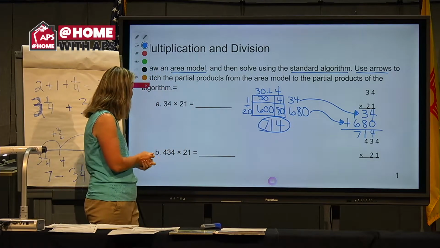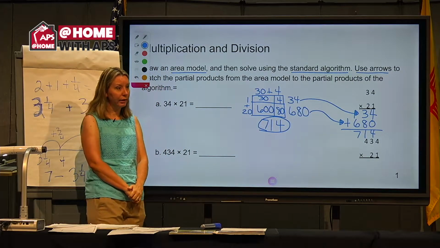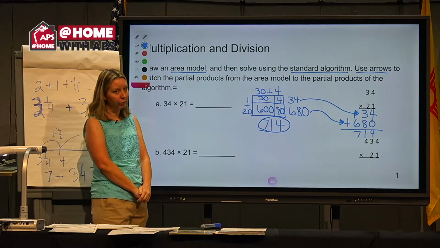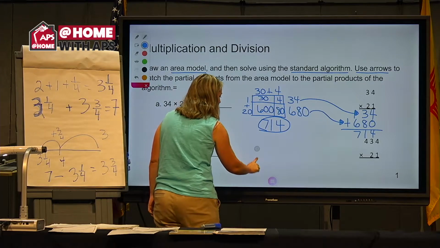All right, so let's move on to the next one. It's a little bit bigger number. I have 434 multiplied by 21. So again, I have to draw my rectangle.